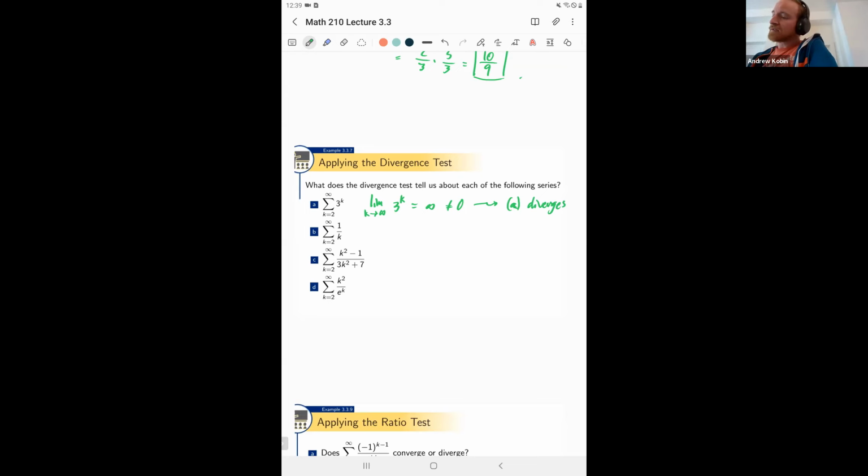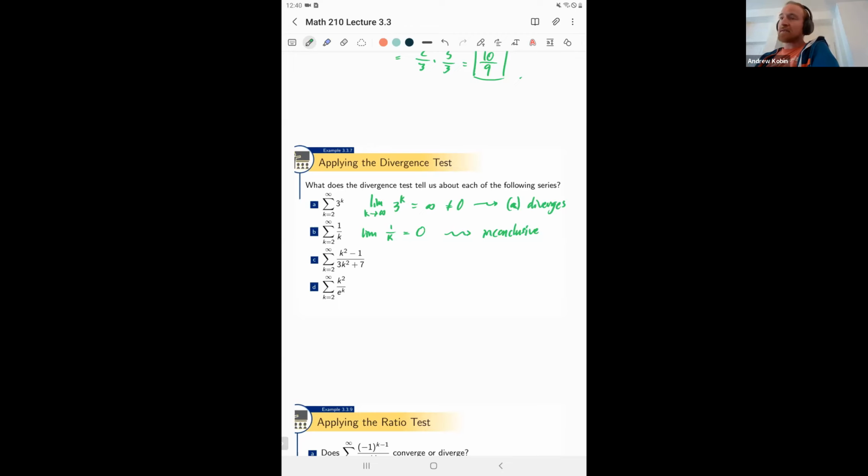Here's our harmonic series again. So the limit here of 1 over k, I'm going to start being sloppy with my notation, but you should not do this. The limit here is 0. But that means the test is inconclusive. Again, strong caution. If you get a limit of 0, you don't know anything. If you get anything else for your sequence limit, then you do know the series diverges.